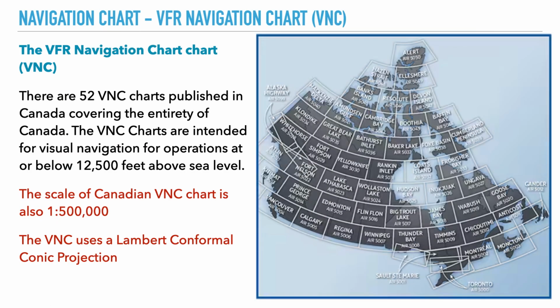The VFR Navigation Chart, VNC. There are 52 VNC charts published in Canada covering the entirety of Canada. The VNC charts are intended for visual navigation for operations at or below 12,500 feet above sea level.